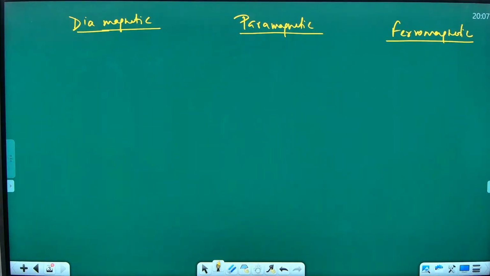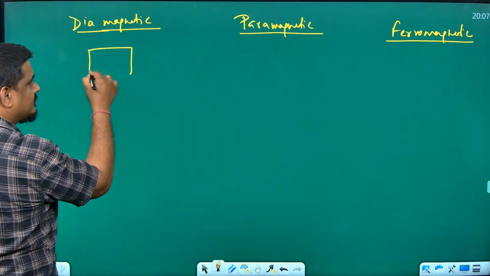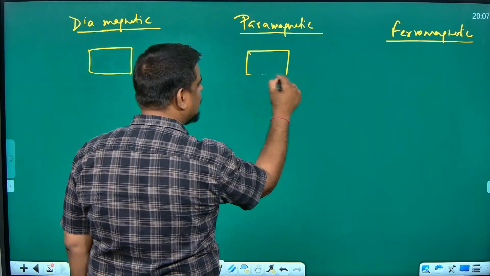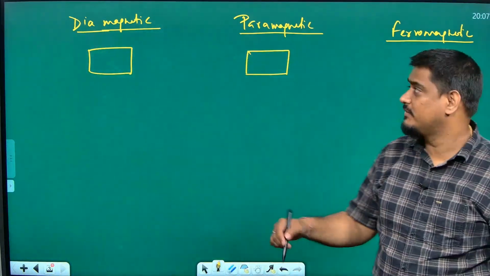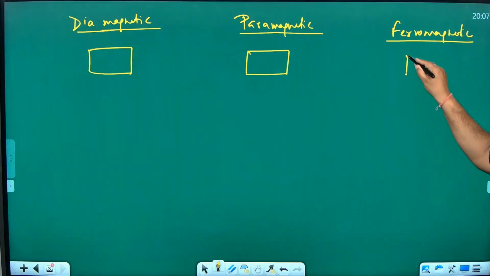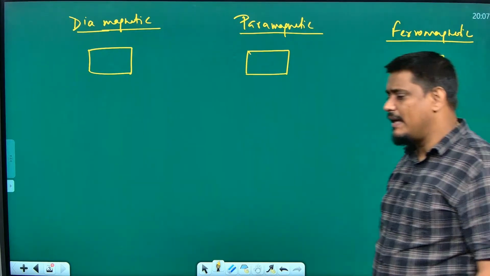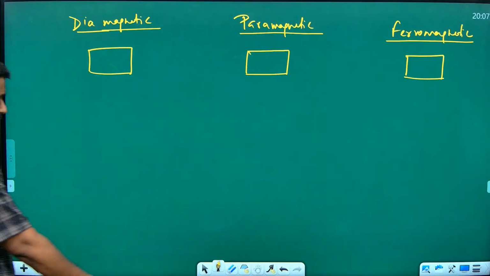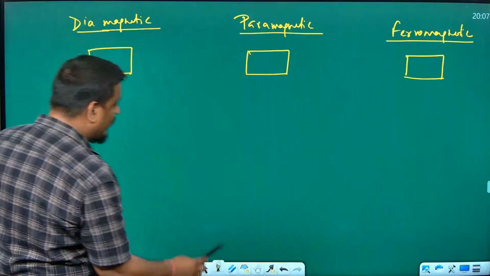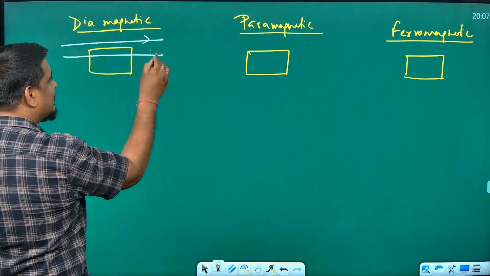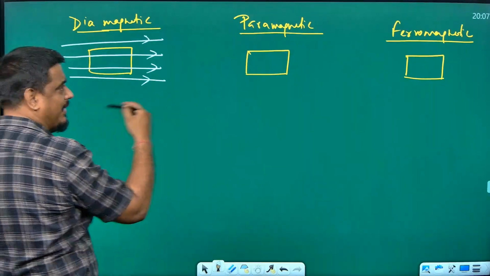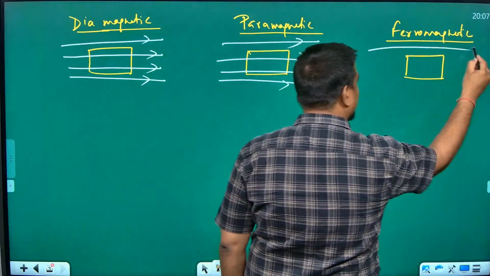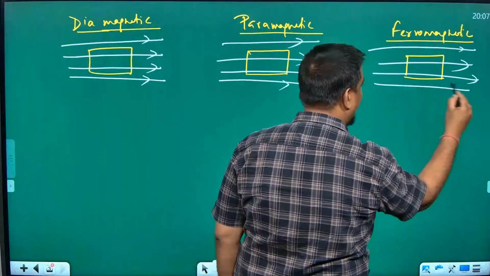So, I am taking up diamagnetic. For example, I am taking a piece of wood. I am taking a paramagnetic substance, a piece of aluminum, and for ferromagnetic I am taking a piece of iron or cobalt, whatever you want to take. And what I am doing, I am subjecting all these three substances to some external magnetic field. So, imagine that we are going to give some external magnetic field to this diamagnetic substance, to this paramagnetic substance, and to this ferromagnetic substance.